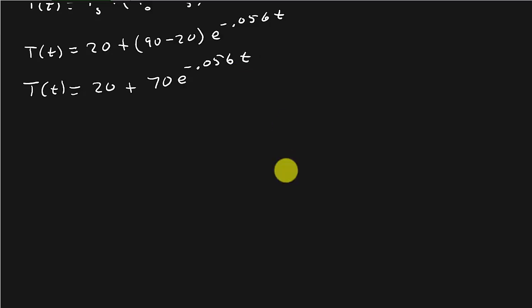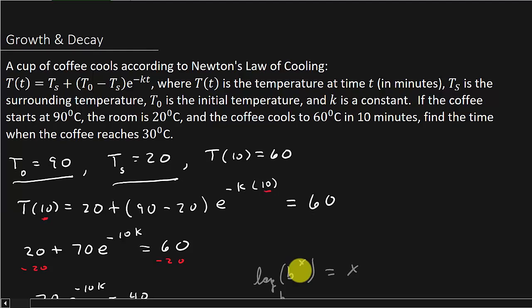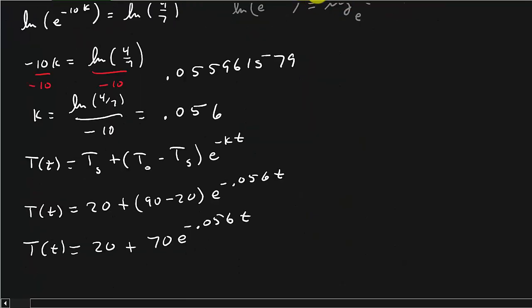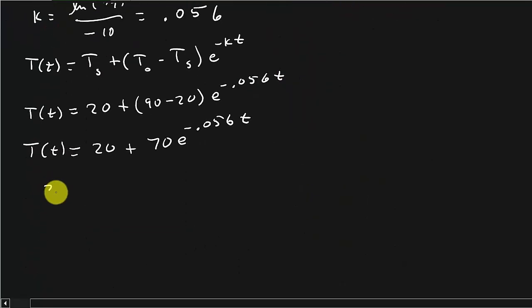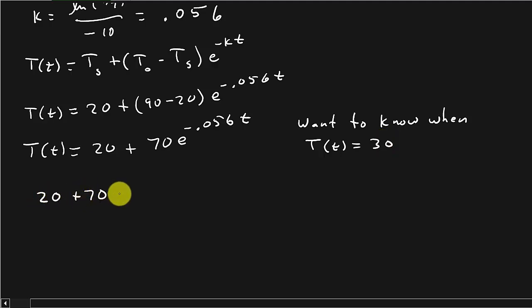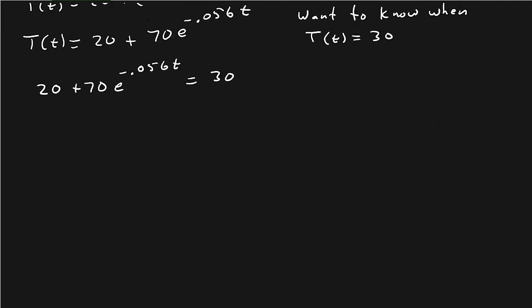Now, what do they want to know? They want to know, find the time when the coffee reaches 30 degrees Celsius. So we want to know when T is equal to 30. That's what we're looking for. So in other words, when does 20 plus 70 e to the negative 0.056t equal 30? And so now we got to solve this for t.